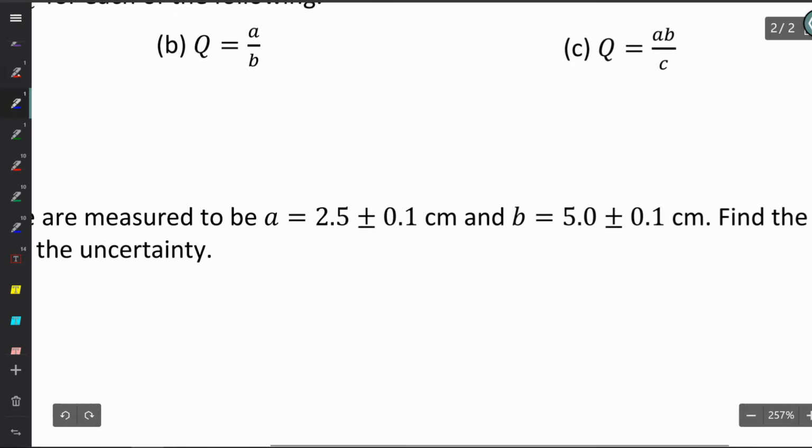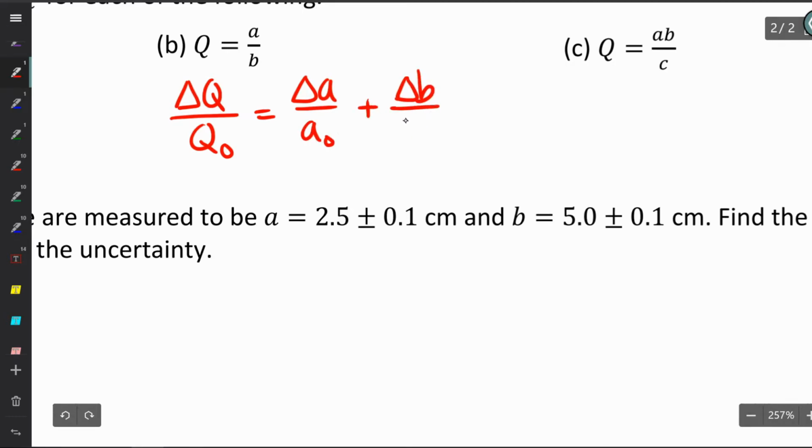What if you divide? It's the same thing. The fractional uncertainty in Q is equal to the fractional uncertainty in A plus the fractional uncertainty in B.